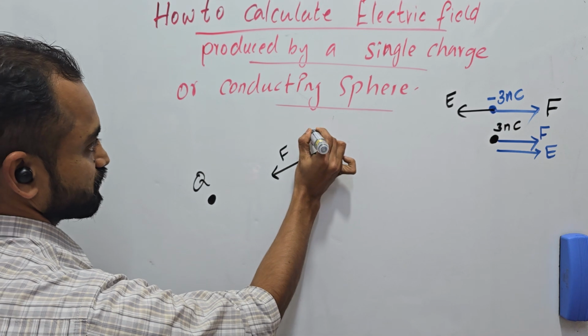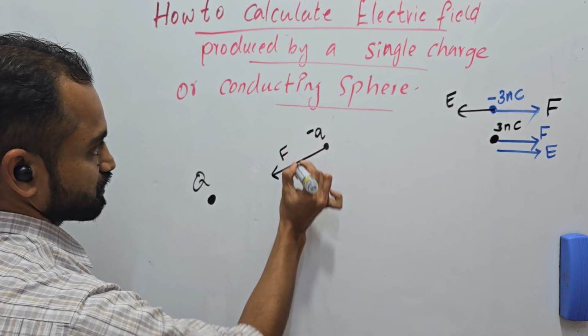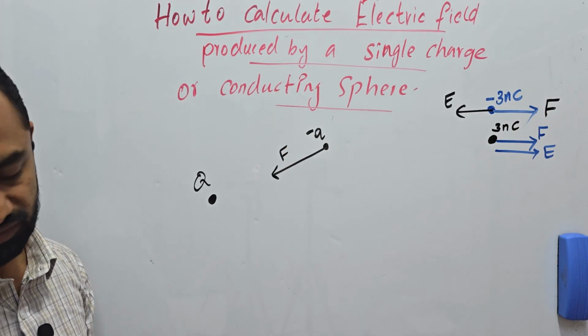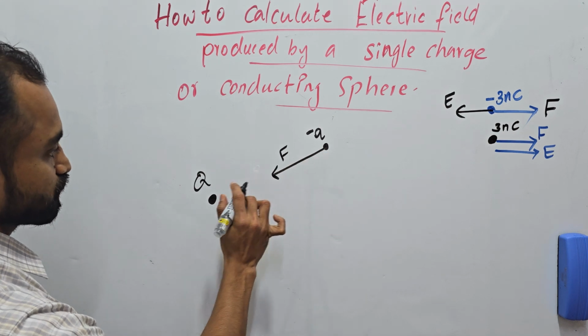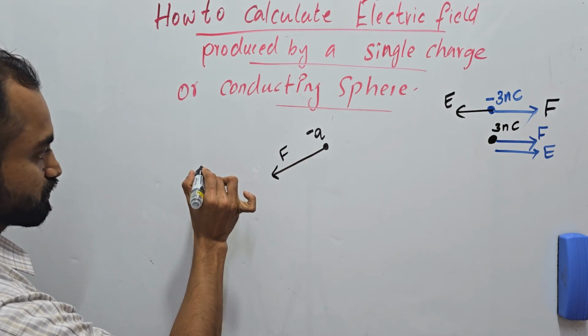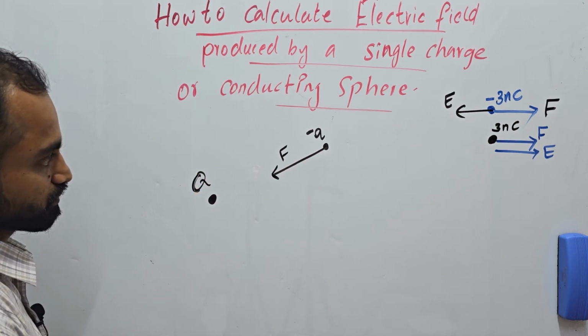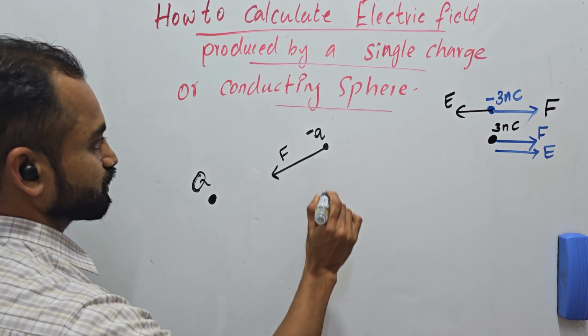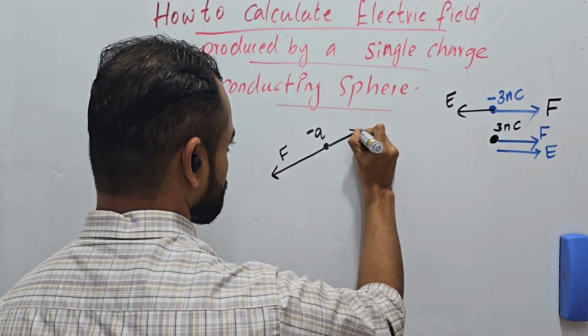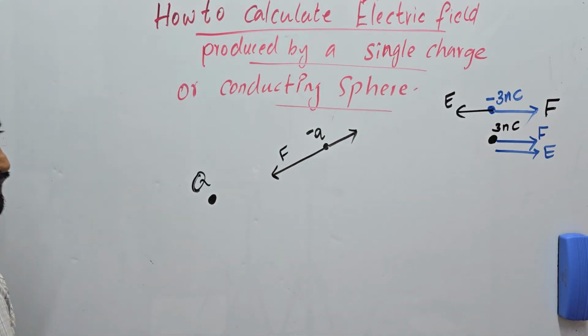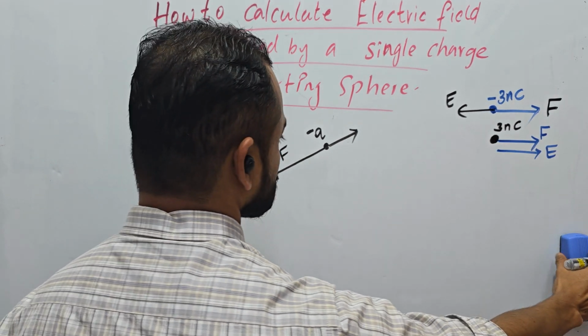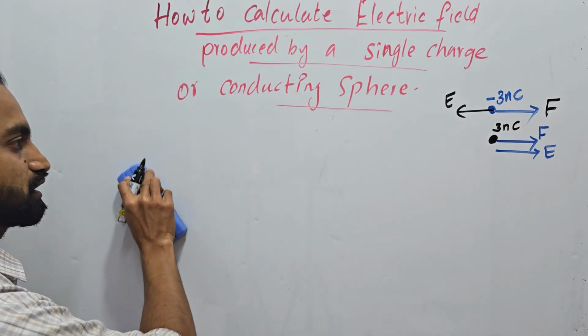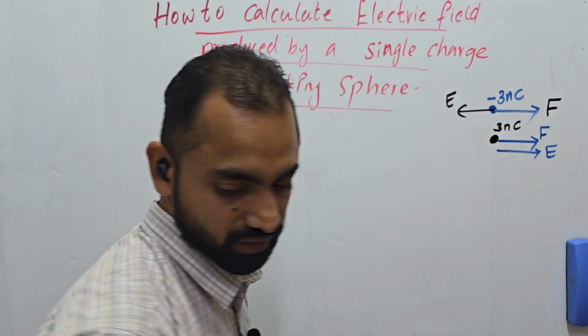So if this is the direction of the force, and this is a negative charge, and this is the direction of the force, then it will be away from Q. Okay, the electric field will be away from Q. The direction of the electric field is always opposite to the direction of the force on a negative charge.